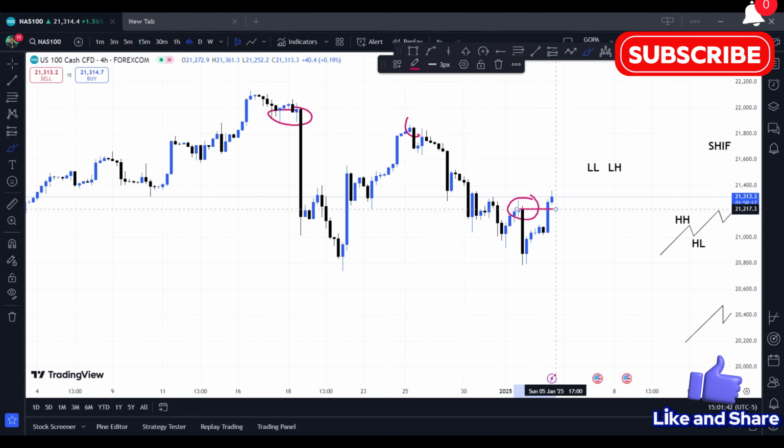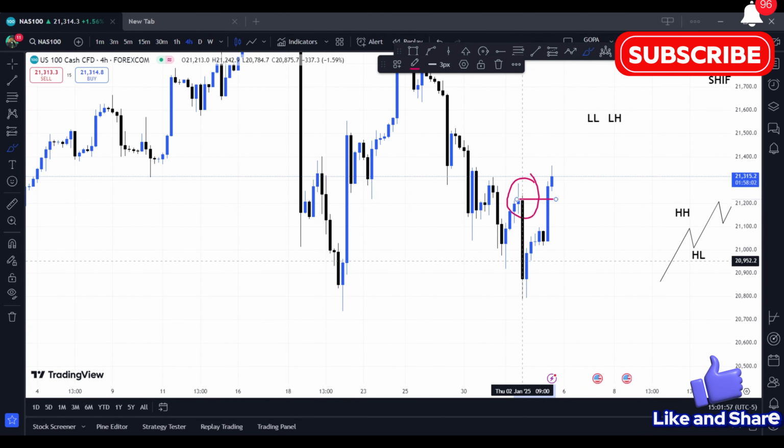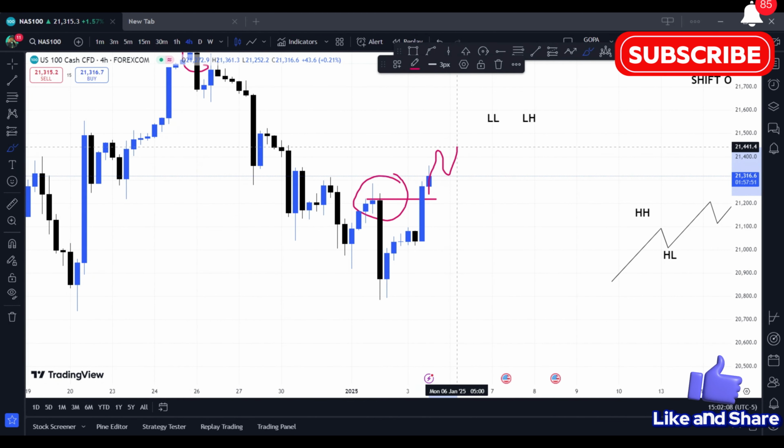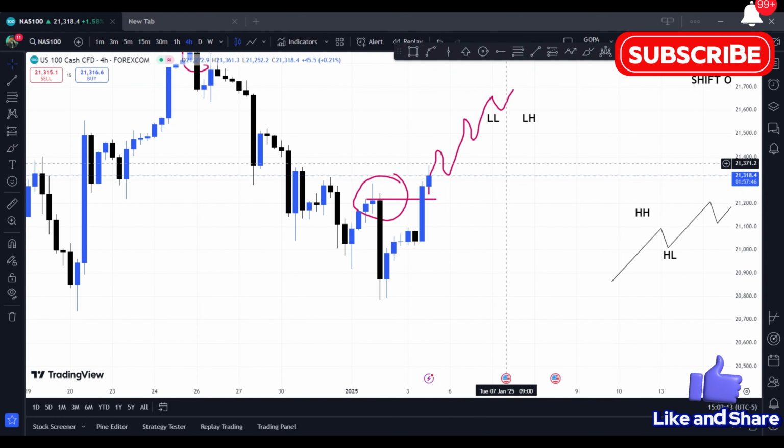Shift of structure applies in any time frame, whether it's weekly, daily, 4 hour, 1 hour, or 1 minute. But the bigger the time frame, the bigger the move in the market. So here in the 4 hour time frame, there's a shift of structure. This is indicating Nasdaq has a shift of structure from a bearish movement. Now the market wants to buy. So we are now expecting a series of higher high, higher low, higher high, higher low. Very simple.